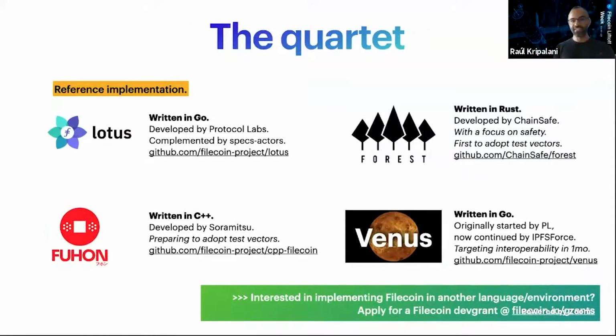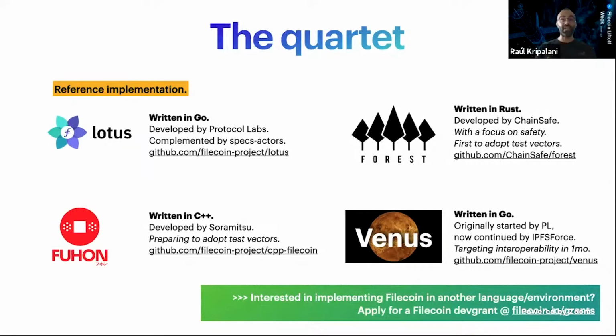So the quartet, the 4 implementations as they stand right now, are Lotus, with which the network is operating right now. This is what we consider the reference implementation. It was developed by Protocol Labs, and it also works hand in hand with another project that we call Specs Actors. And this is kind of like the actor implementation that embeds into Lotus itself.